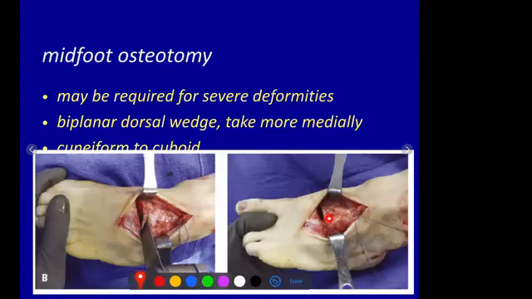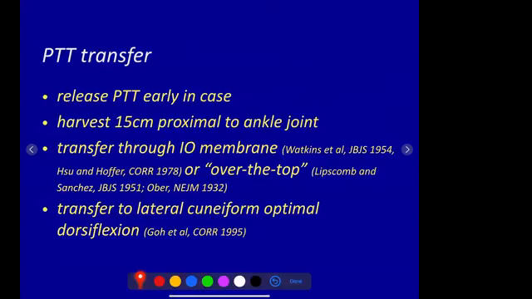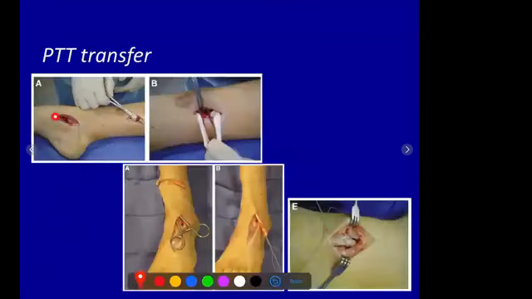Now, the tibialis posterior is a major deforming force. And this is actually one of the first things that I do most of the time. I harvest the tibialis posterior tendon, and I pull it about 15 centimeters proximal to the ankle joint. I transfer it to the interosseous membrane. All the way it comes here to around the medial malleolus, and then you fish out the tibialis posterior.